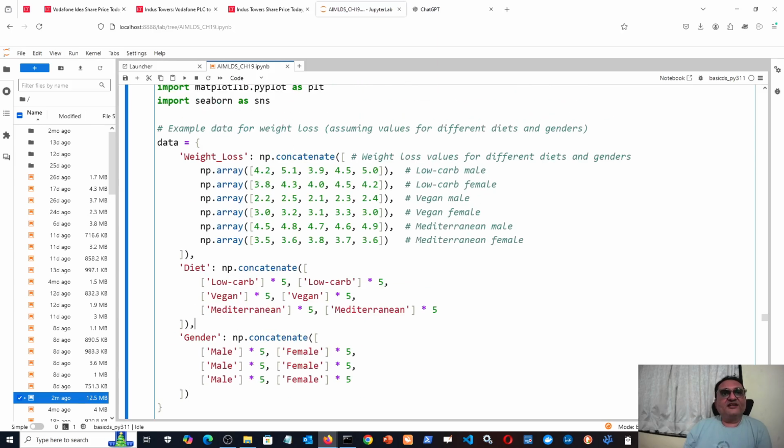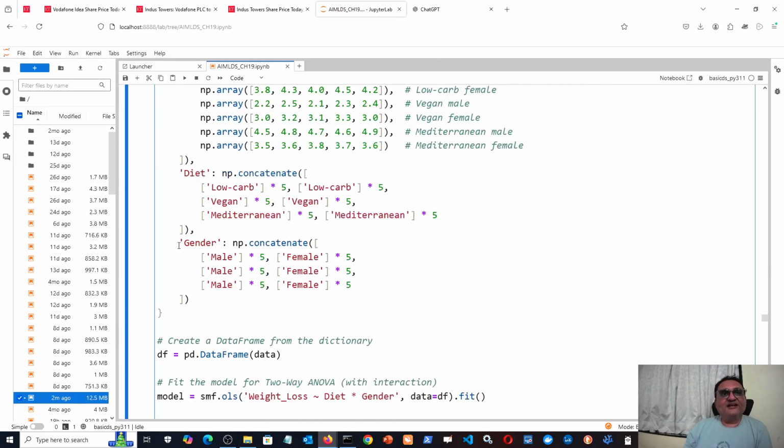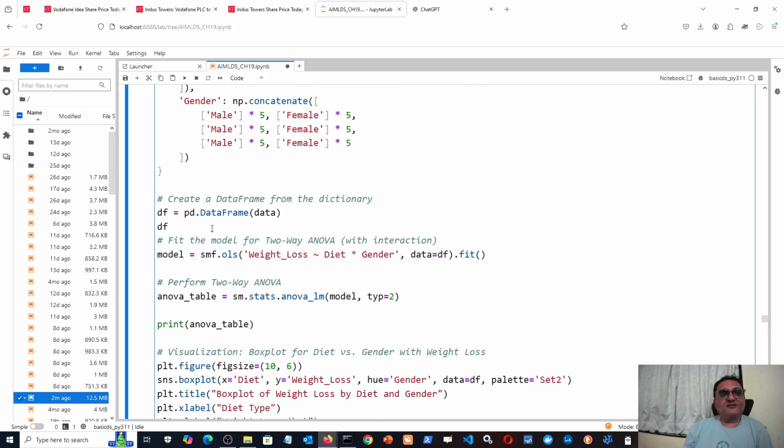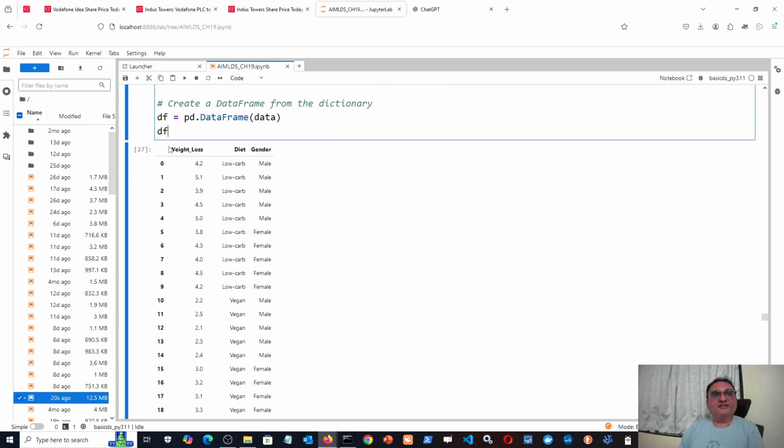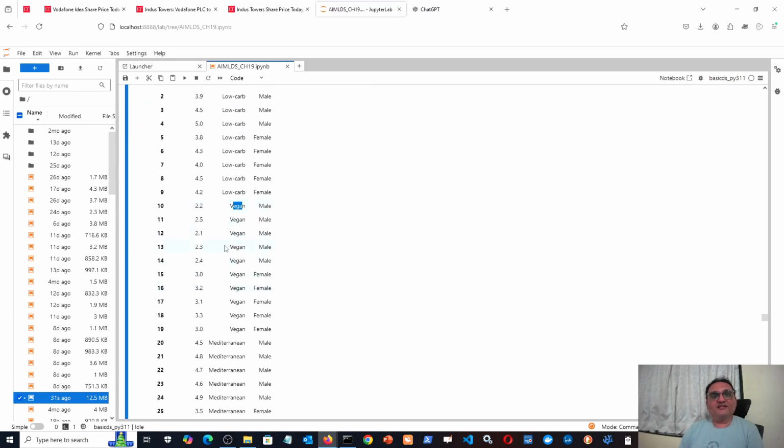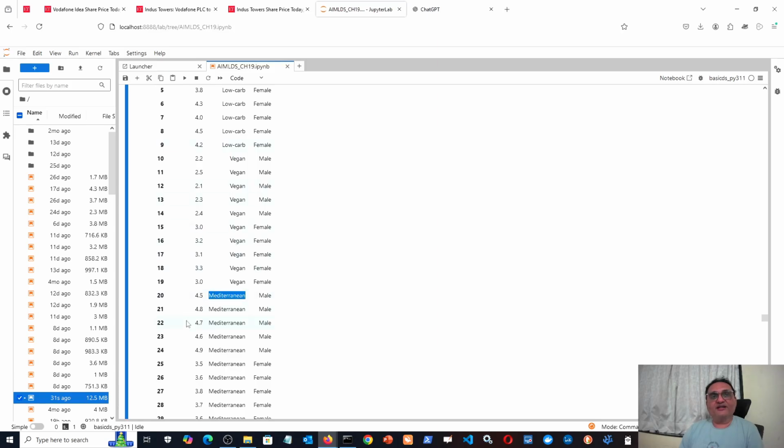in 3 columns, weight loss in one column, diet in another column, and gender in another column, and I create my data frame. So what I do is I will first print out only this much, right? Okay, so I got this kind of data set, right? In which one column is the weight loss, which is my response variable. One column is diet, in which there are 3 categories: low carb diet, vegan diet, and Mediterranean diet. And for each type of diet, there are 10 rows.